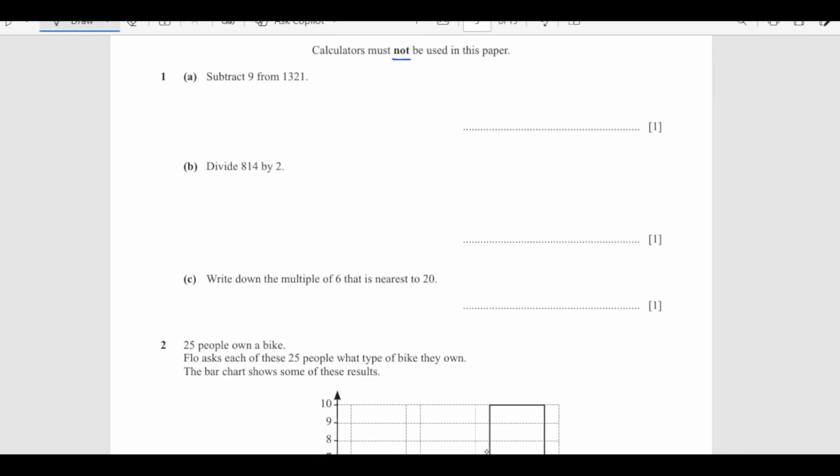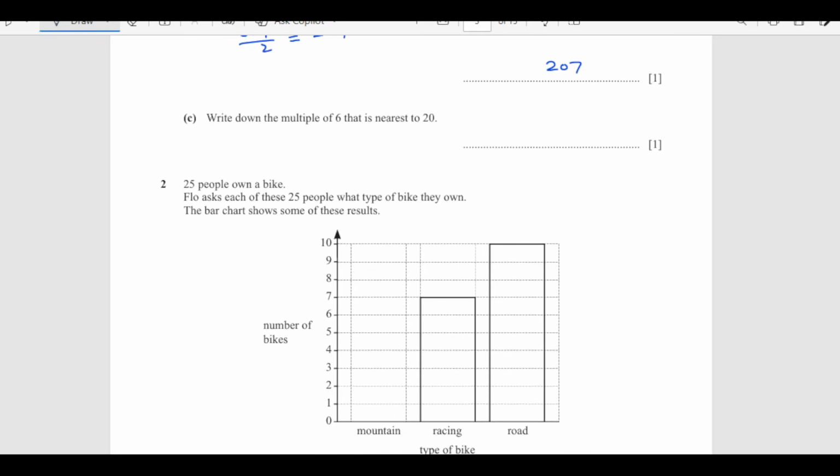So first question we have here, subtract 9 from 1321. So we subtract 9 from here, so we get 2, then 1, 3, 1. So this is our answer. Now divide 814 by 2. So when you divide this, we get 207. So it's a direct division, very simple questions.